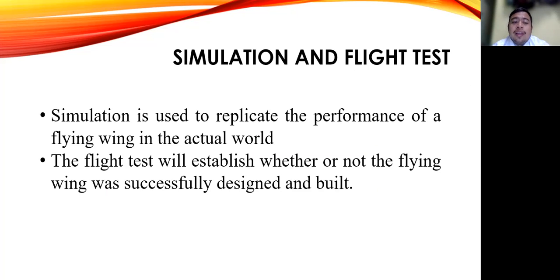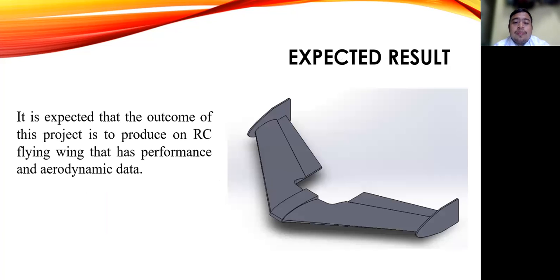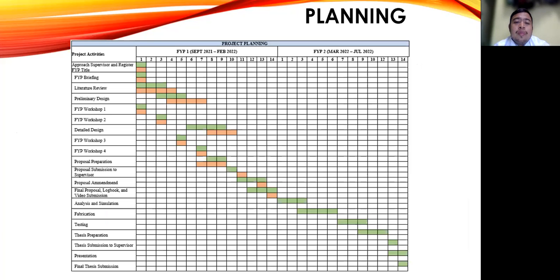For the simulation and flight test, simulation is used to replicate the performance of the flying wing in the actual world. The flight test will establish whether or not the flying wing was successfully designed and built. Next, we go to the expected result. It is expected that the outcome of this project is to produce an RC flying wing that has performance and aerodynamic data.